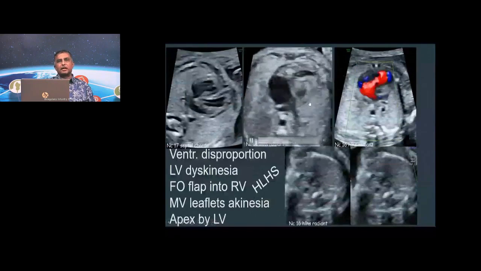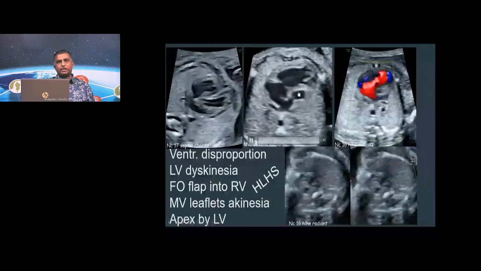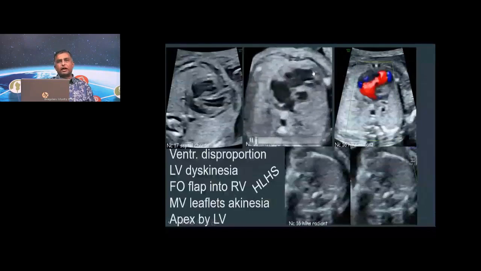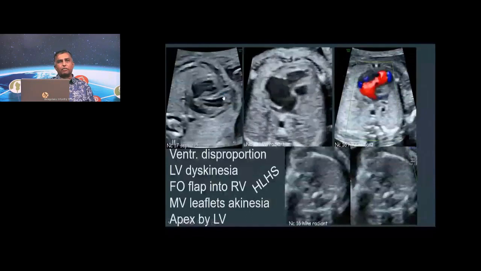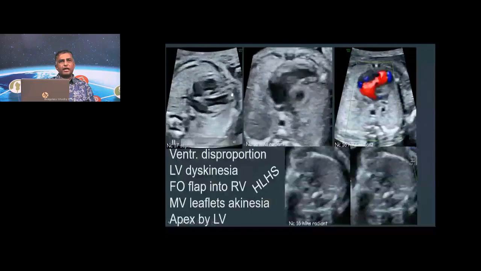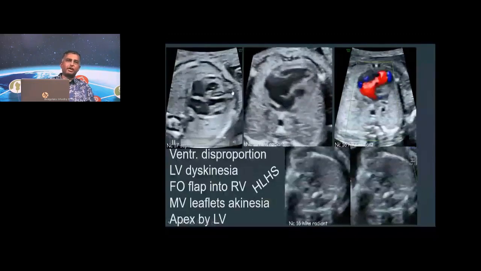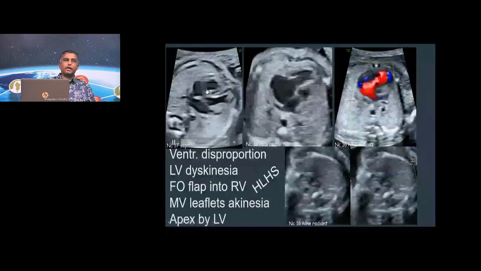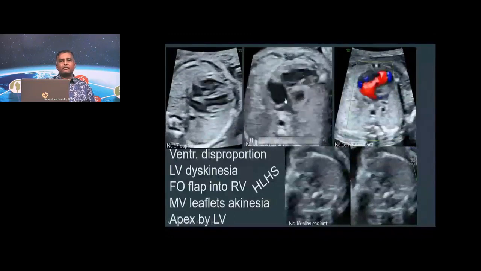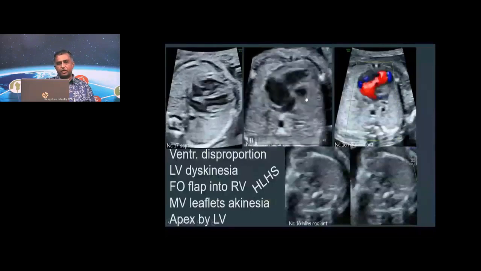This is classically a left chamber which is very small. Not only small in the width, it is also small in the length. Normally the apex of the heart, if you look at the normal four-chamber view of the heart, the apex of the heart is always contributed to or made up by the left ventricle. Here, within a minute, you realize that the ventricle is very small, its walls are very echogenic. The left ventricle, of course, the walls are very echogenic.